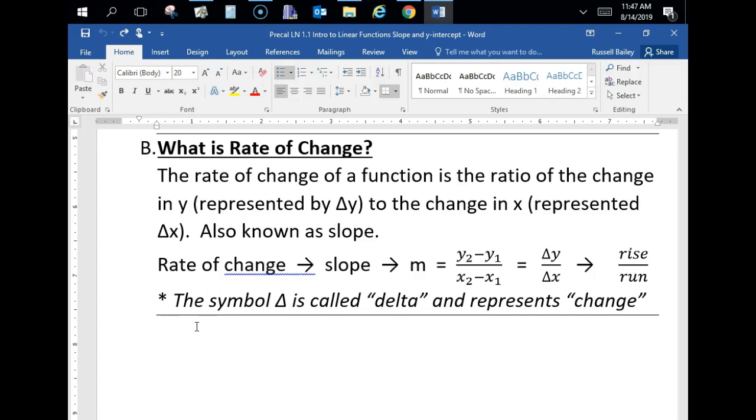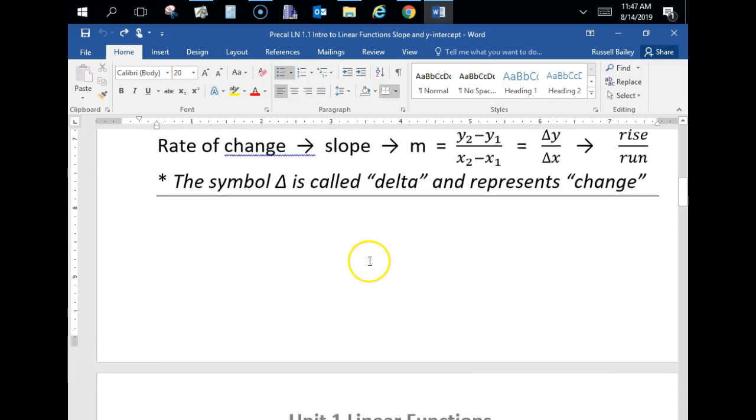So what we have here is basically a list of synonyms. All these things mean the same thing. Rate of change means slope, which we represent with the letter m, and can be calculated with 2 points using this formula, which can be written in shorthand with the deltas, and it's what we call rise over run. It's all the same stuff, just represented differently. So that's what slope is. It's just basically how much the x and y variables are changing.